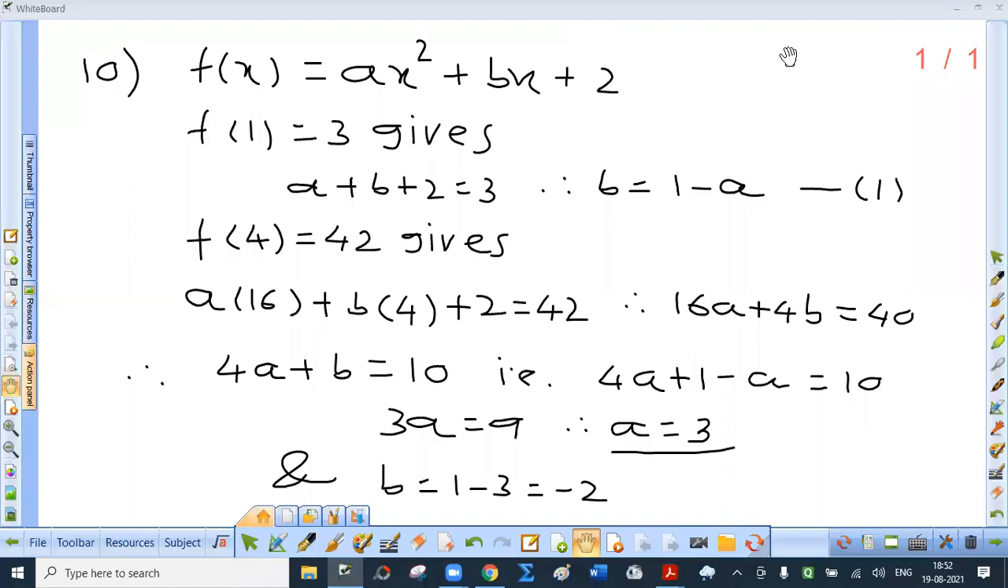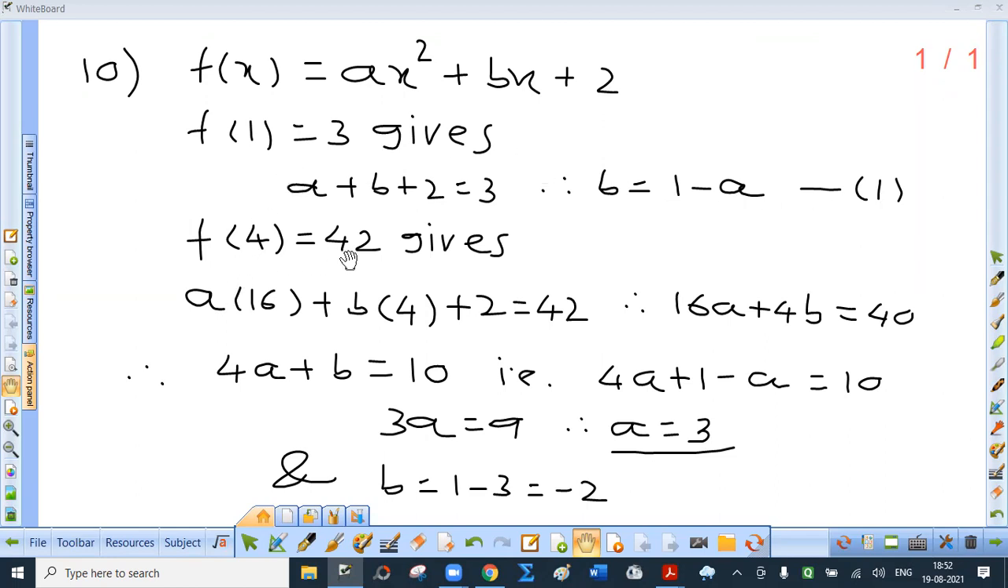Sum number 10. If fx is ax square plus bx plus 2, f1 is 3, f4 is 42, find a and b. We have already solved one sum of this type in MCQ. Now fx is given as ax square plus bx plus 2. f1 is 3. But what is f1? Value of the function at x equal to 1. So a into 1 square plus b into 1 plus 2 is 3. So that gives me b equal to 1 minus a.